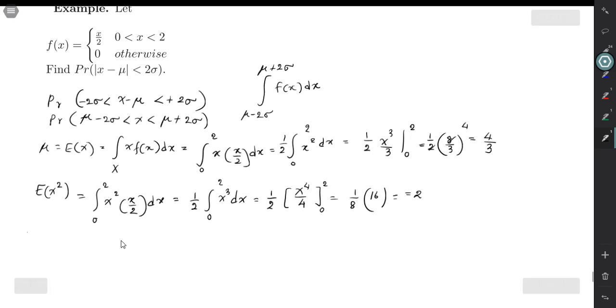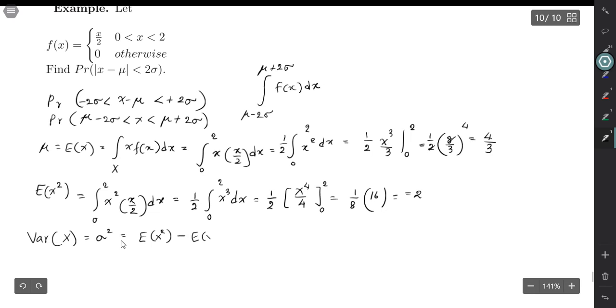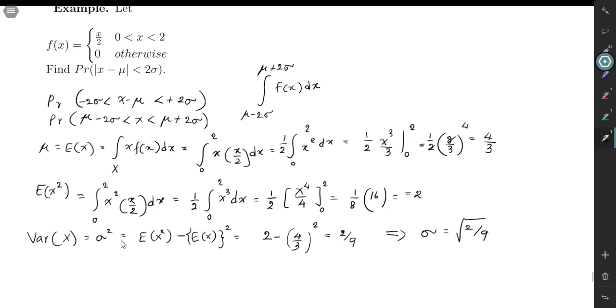So the variance of x, or sigma squared, using the computational formula, is E of x squared minus E of x, all squared, which is 2 minus 4 over 3, all squared. If you do that, you'll find it is 2 over 9. But what we need is sigma, which is the positive square root of 2 over 9, which is 0.471.